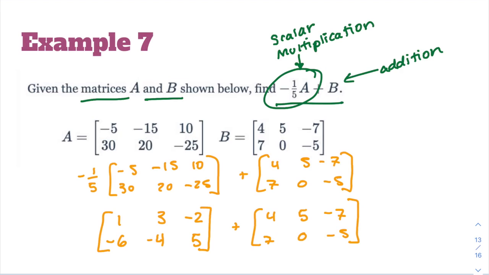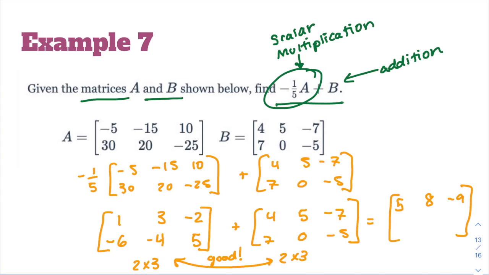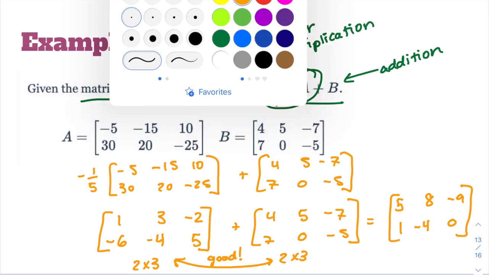Again, you cannot add or subtract matrices until you know they have the same dimensions, and these have the same dimensions, so I will be good to do that addition. So your final matrix is what you get when you add up the corresponding elements. So 1 + 4 would give me 5. 3 + 5 would give me 8. -2 + -7 would give me -9. -6 + 7 gives me 1. -4 + 0 gives me -4. And 5 + -5 would give me 0. So that would be that final matrix.